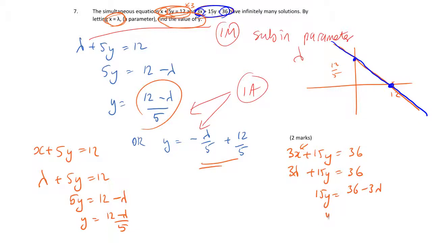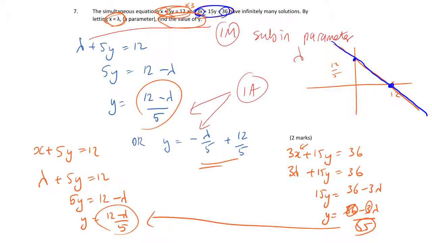Now we're going to divide by 15, so y is equal to 36 minus 3 lambda, all divided by 15. It doesn't look the same as this one, but there's a common factor of 3. So if you divide this by 3, this by 3, this by 3, you do get exactly the same answer. So it works with both equations, which is good news.